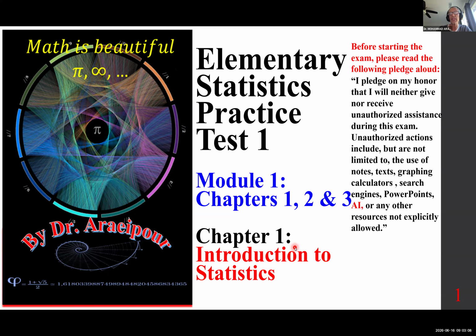Now, when you take the exam, before starting the exam, please read the following pledge. I pledge on my honor that I will neither give nor receive unauthorized assistance during this exam or any other exam. Unauthorized actions include, but are not limited to, the use of notes, text, graphing calculators, search engines, PowerPoints, AI, or any other resource not explicitly allowed.